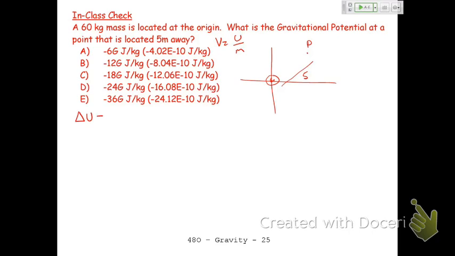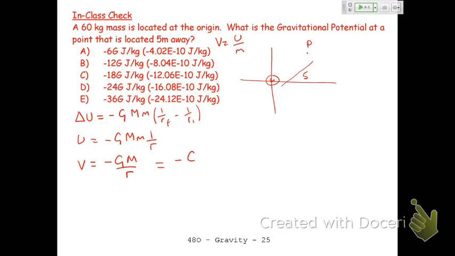Let me remind myself. I said delta U was equal to minus G big M little m, 1 over R final minus 1 over R initial. And then I said U is equal to minus G M m, 1 over R. And then I said V was equal to minus G M over R, because we divide by the mass. So minus G M, good old M, was 60, and my separation, 5, which equals minus 12 G joules. There.